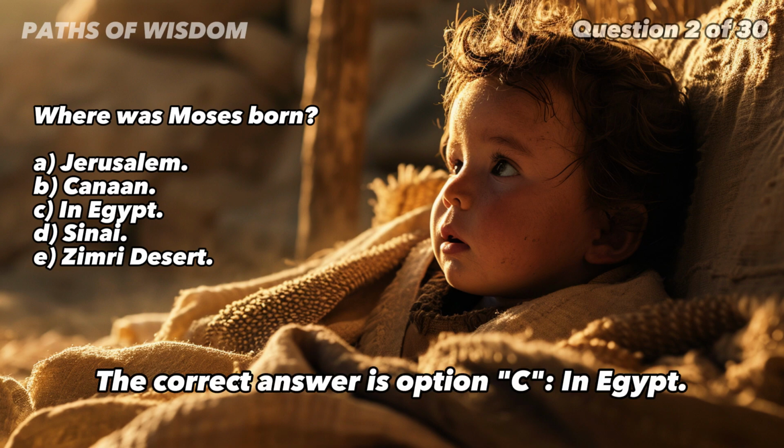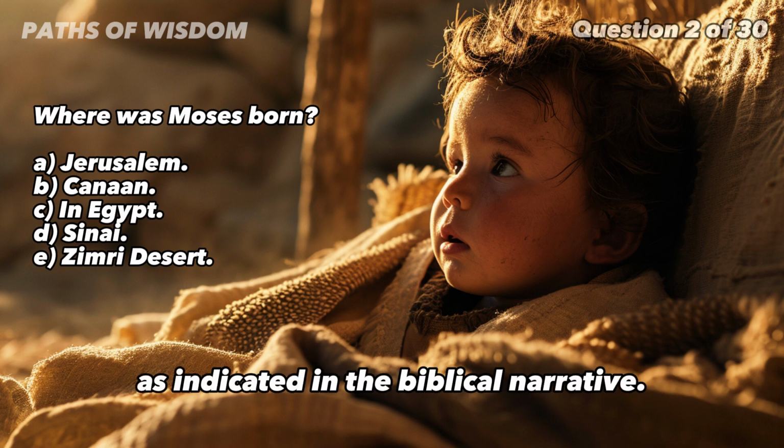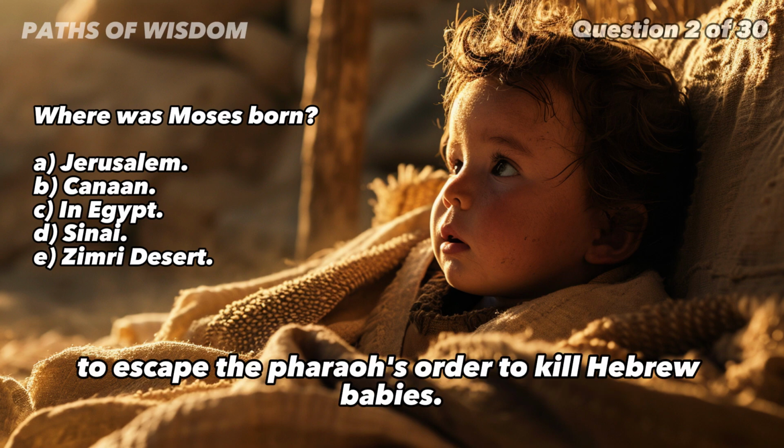The correct answer is option C. In Egypt. Moses was born in Egypt as indicated in the biblical narrative. He was placed in a basket in a river to escape the pharaoh's order to kill Hebrew babies.